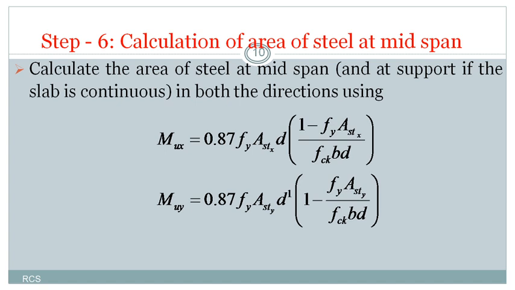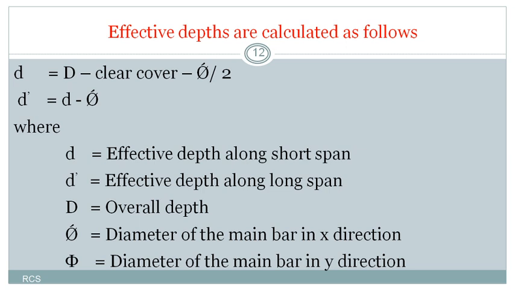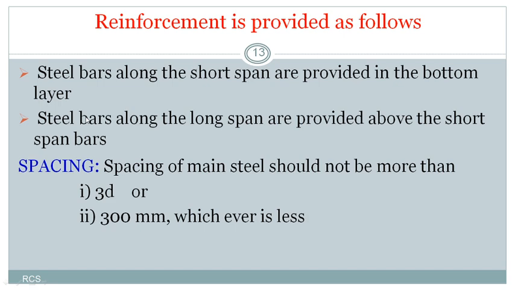So after calculating the area, we have to provide that area as a number of bars by providing some spacing. So that can be calculated. You know how to calculate D and D dash. D is the effective depth and D dash is the overall effective depth in the y direction. So by using these formulas we can calculate, and reinforcement is provided as follows. Now, how is the reinforcement provided in the x as well as the y direction?